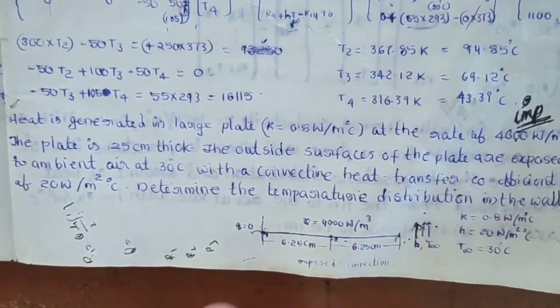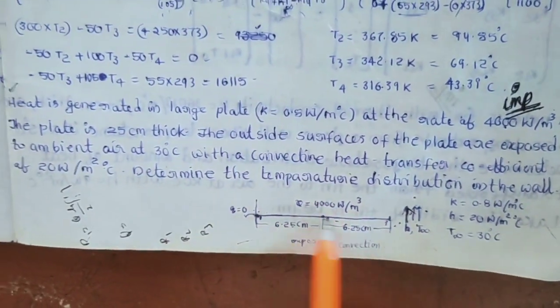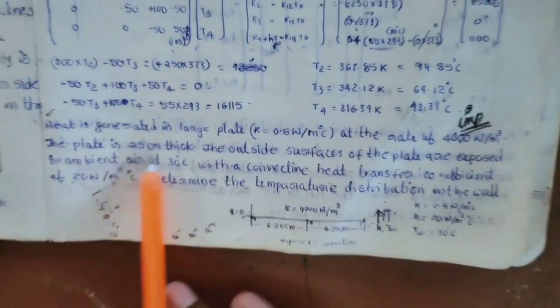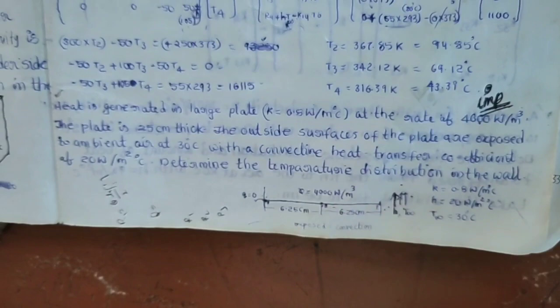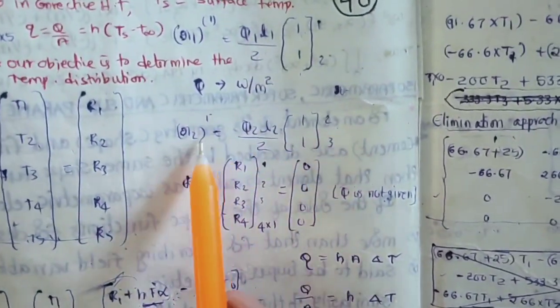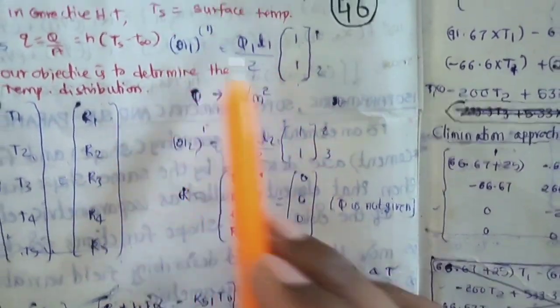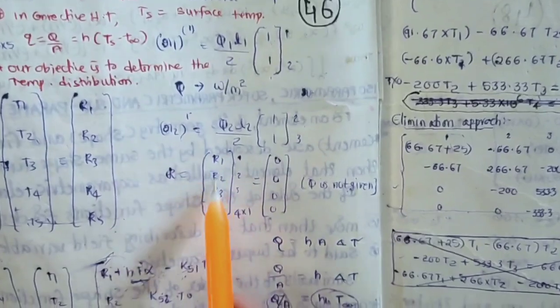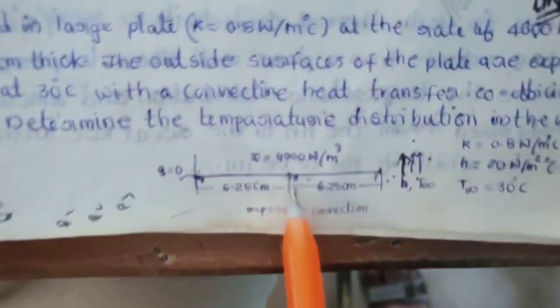In this, the problem is the same, but the one difference is that the Q value is given. You observe this problem: K is given, and the heat rate is all the same, but Q is given in watt per meter cube. I already told you, wherever Q is given, you have to find out R2 and R1 separately and add the R values. That's why the Q value is given here.